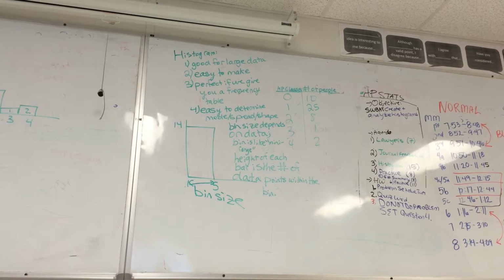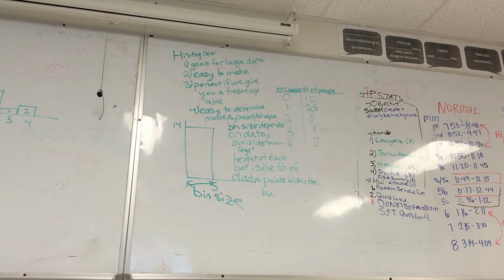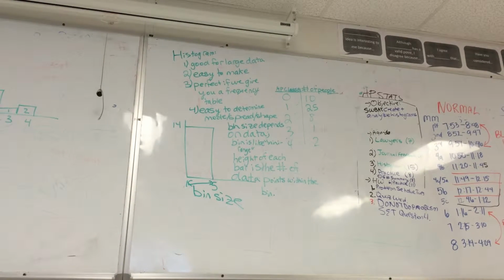Okay, now, the difference between a bar graph and a histogram. I feel like a lot of people confuse these very often. So I put a bar graph next to a histogram. There are two major differences.